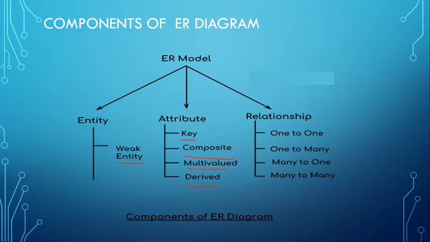And relationships also we have different types: one to one, one to many, many to one and many to many. These are the components of an ER diagram.